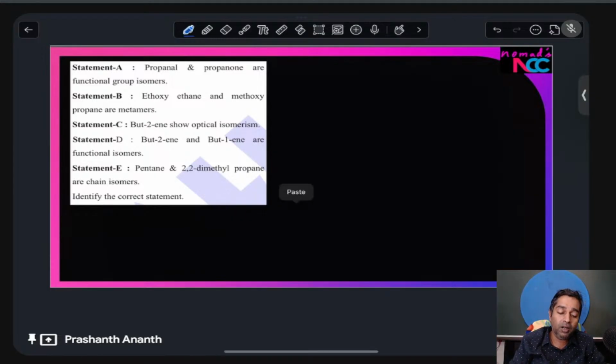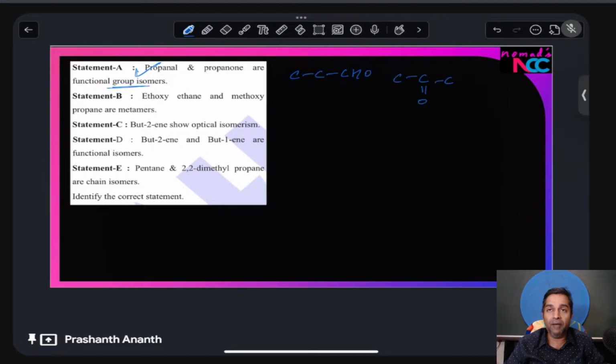Propanal and propanone are functional group isomers. Yes, they are functional group isomers, no problem technically. Why? Because propanal is this and propanone is this, which is acetone. Of course, they have the same molecular formula but different functional groups. One is an aldehyde, the other is a ketone.